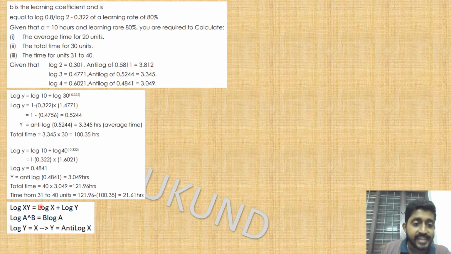So apply the same formula for 40. Instead of 30 you substitute 40, apply the log, apply the anti-log, and you find 3.049 hours is the average time per unit for making 40 units. Multiplying by 40 you get the time taken for 40 units, that is 121.96 hours. What is the time taken for 30 units? We have already calculated that, which is 100.35 hours. So 121.96 minus 100.35 will give you the time taken for 31 to 40 units.